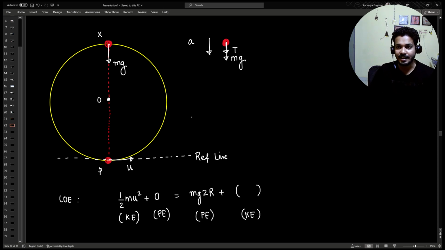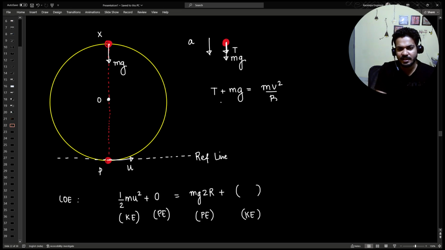At the highest point, it will have to feel the centripetal force acting downwards, because at the end of the day it is a circular motion, and even in uniform circular motion, constant speed scenarios, there's always an acceleration acting towards the center. So you're going to say, T plus mg equals mv square by r. This is just saying that the net force adds up to become mass times acceleration.